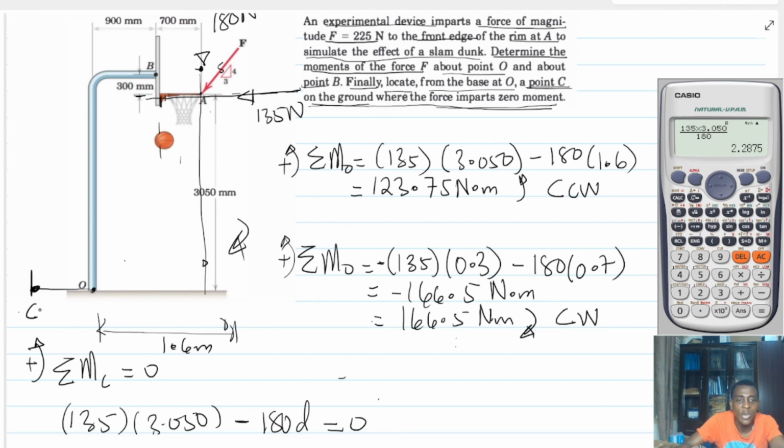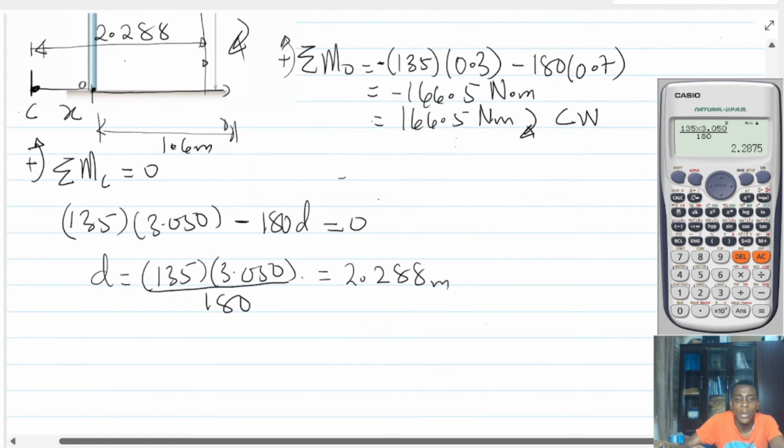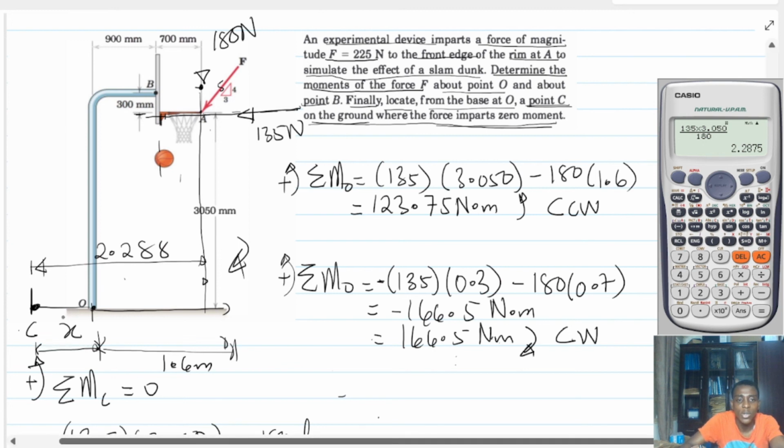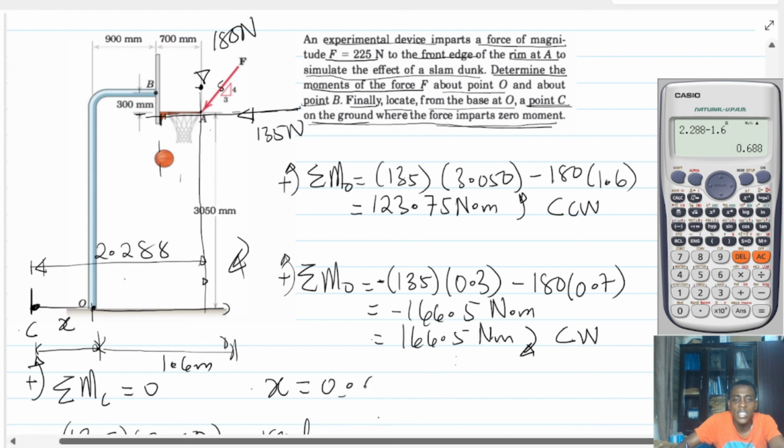So let's say the point C is somewhere here. But we know that the whole of this distance here is 1.6. So what should we add so that we can get the distance 2.288? Let's call that small distance x. But I know that x plus 1.6 will give me 2.288. Therefore, x is, if I subtract 1.6 from 2.288, I'm going to get 0.688. So x is going to be 0.688.